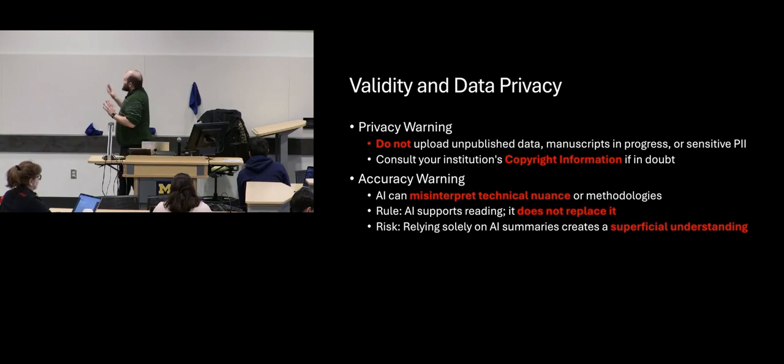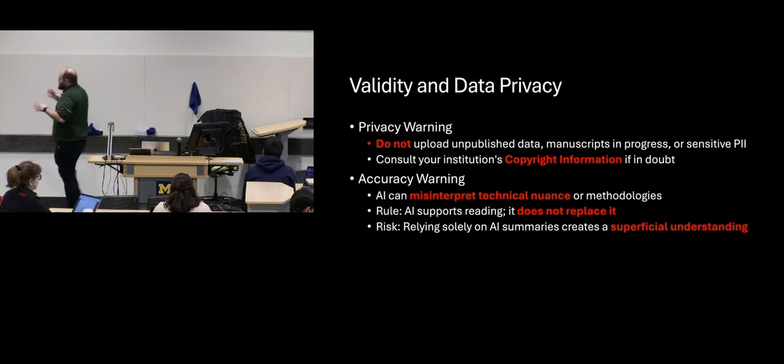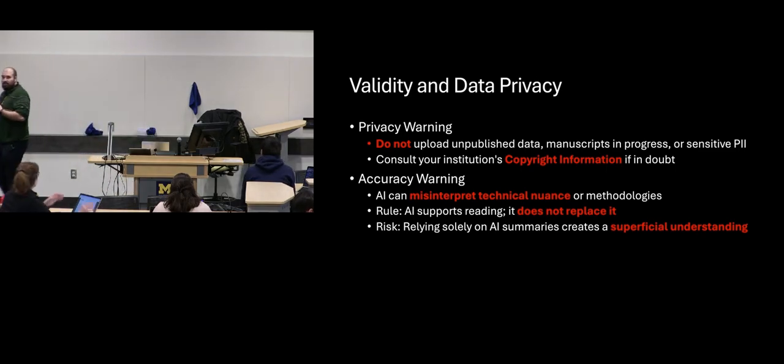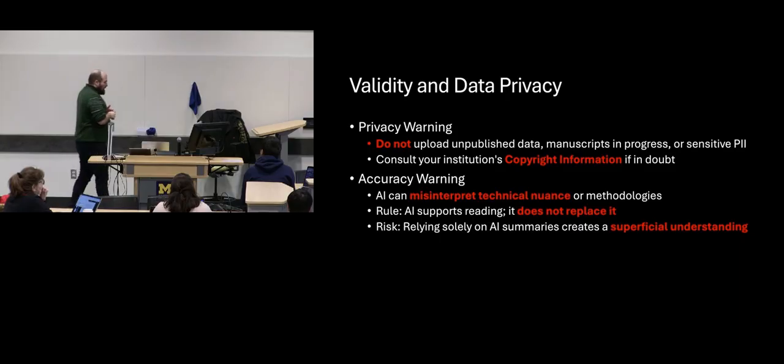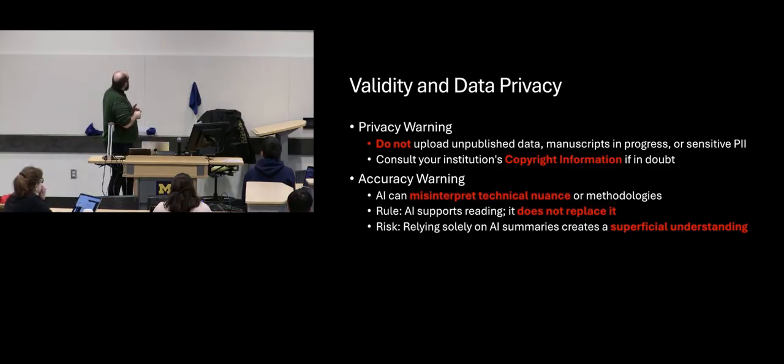But I do want to say something about the data privacy. We've talked about UMGPT, where it's the most secure for your data. I don't recommend uploading unpublished data or manuscripts that are in progress or anything that has sort of personal information, sensitive information. Make sure that you're aligning with copyright. And you know, especially with Google, if the product is free, generally you are the product, right? If the software is free, then they are interested in your information, so take it with a grain of salt.